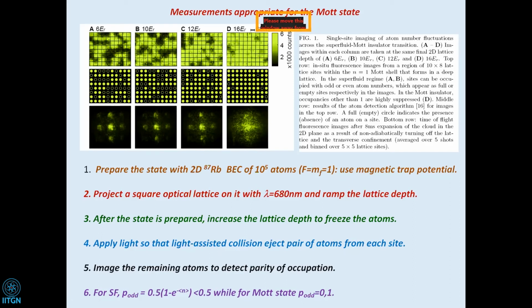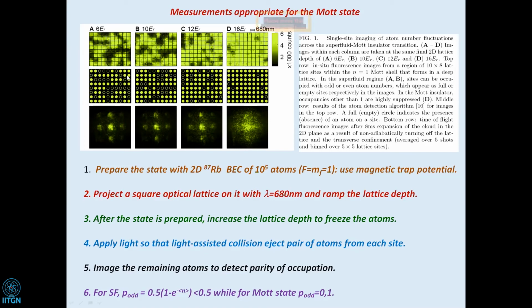So it's 1 if it was oddly occupied before the assisted collision, and 0 if it was evenly occupied before the collision. Now they image the remaining atoms, and this is done by some fluorescent imaging technique. They let the cloud expand and put it on a fluorescent screen, and from this they can basically get the position of the atoms inside the trap. And you see what happens here. The dark spots are the ones which previously had two or an even number of atoms, and the bright spots are the ones which had an odd number of atoms.